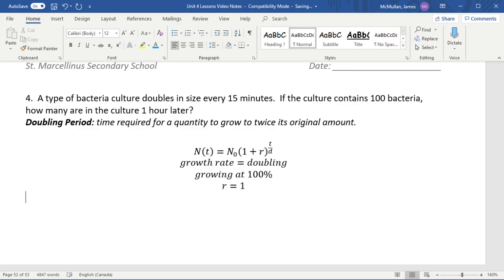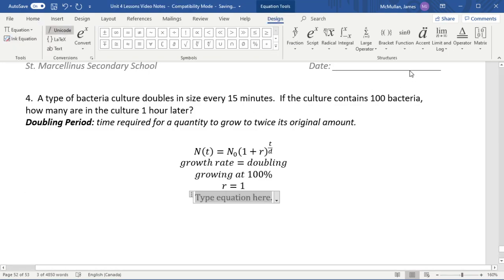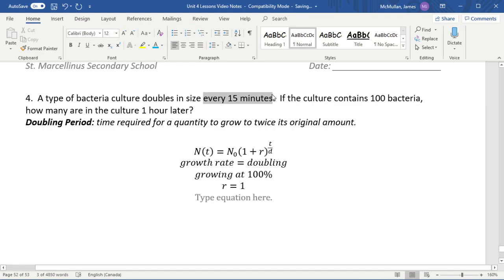Okay? If you have $5 and you gain 100% of your money, you gain another $5. You doubled it. Right? So 100% growth is doubling. And it says it doubles every 15 minutes. And how many are in the culture 1 hour later? Now, this question has two complicating issues. Number one, it has a doubling time. Number two, it's measured in terms of hours.